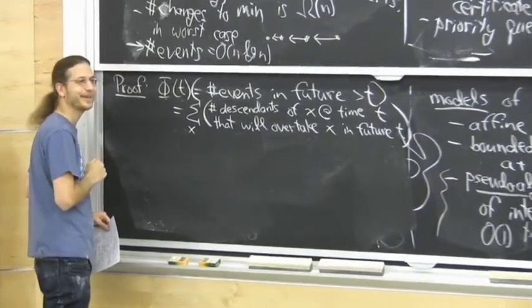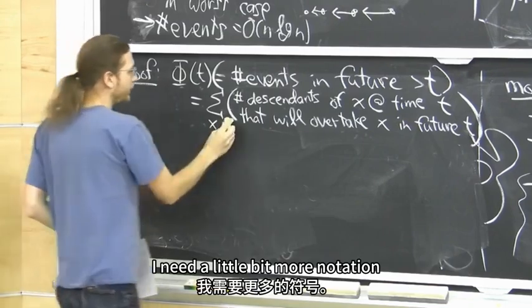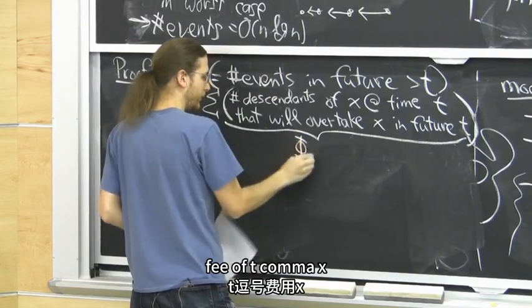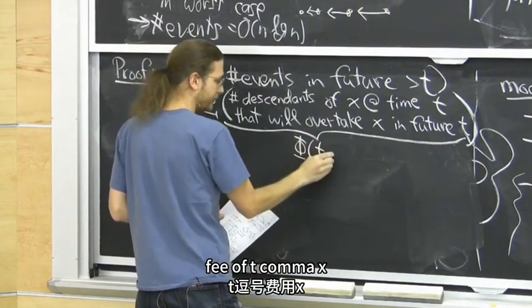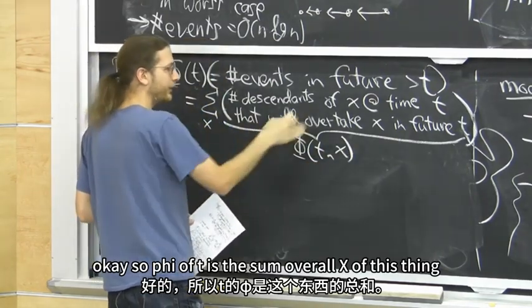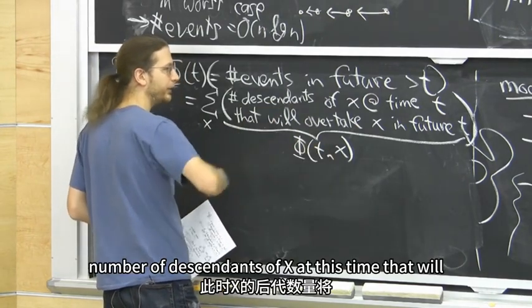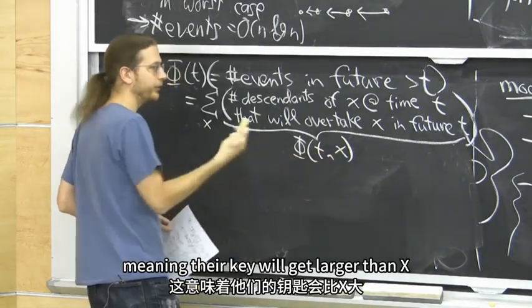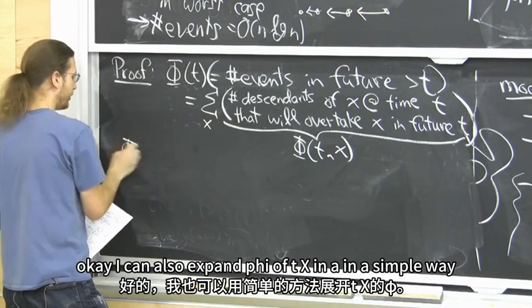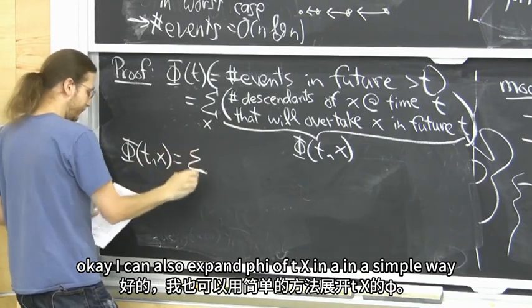Now I want to look at an event and see how this changes. I need a little bit more notation. I'm going to call this thing phi of t comma x. So phi of t is the sum over all x of this thing, which is phi of t comma x: the number of descendants of x at this time that will in the future overtake x, meaning their key will get larger than x's.